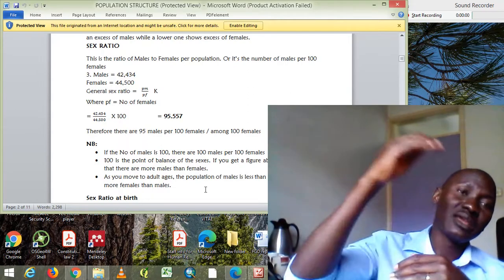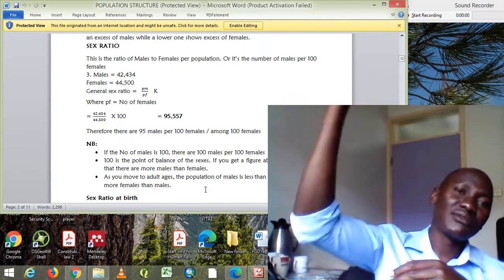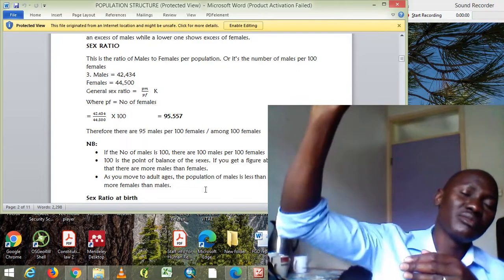Because as you move to the age group 60 and above, you find that there are more women in that age group than men.